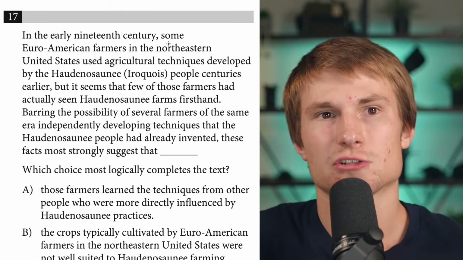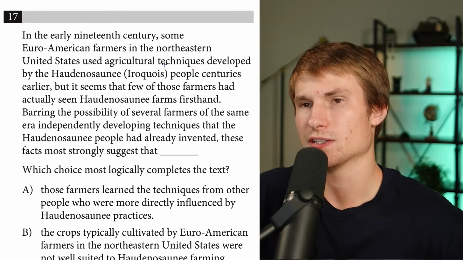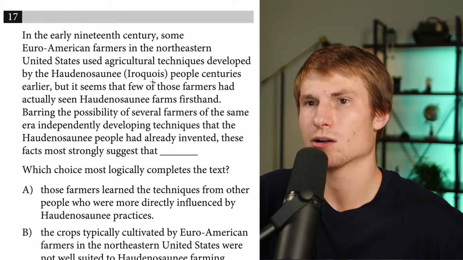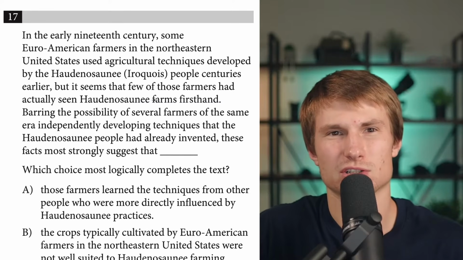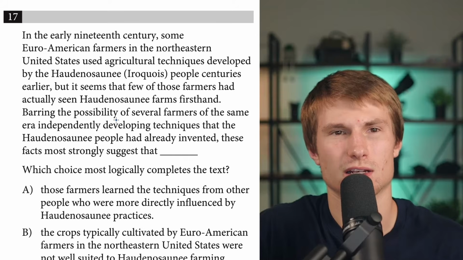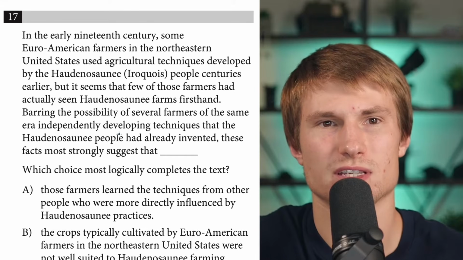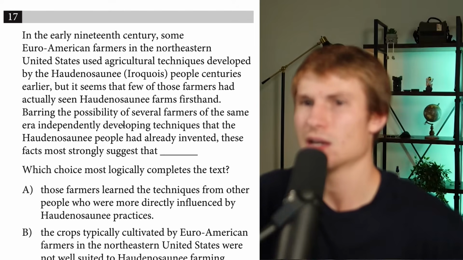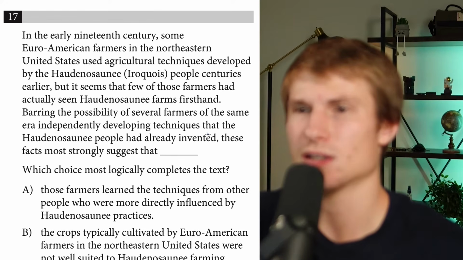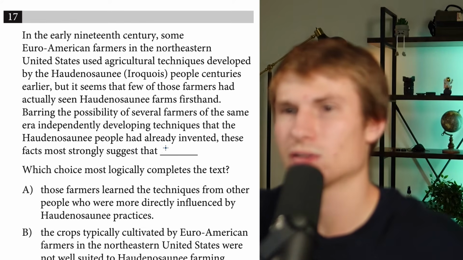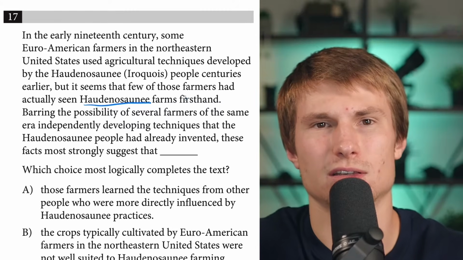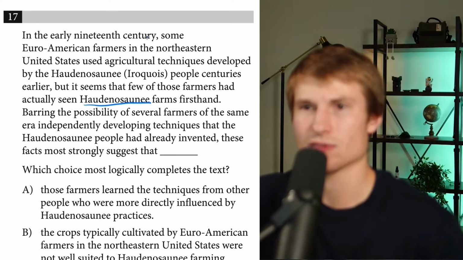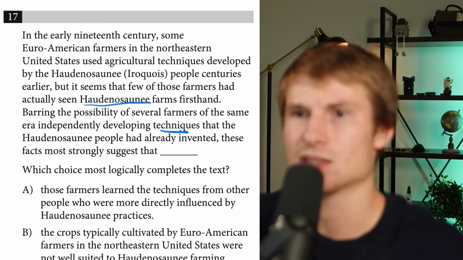In the early 19th century, some Euro-American farmers in the northeastern United States used agricultural techniques developed by the Haudenosaunee Iroquois people centuries earlier, but it seems that few of the farmers had actually seen Haudenosaunee farms firsthand. Barring the possibility of several farmers of the same era independently developing techniques that the Haudenosaunee people had already invented, these facts most strongly suggest that what? Well, I would imagine it would suggest that the Haudenosaunee farms and Euro-American farmers sort of interacted at some point in order for these techniques, yes, for these techniques to sort of cross over.